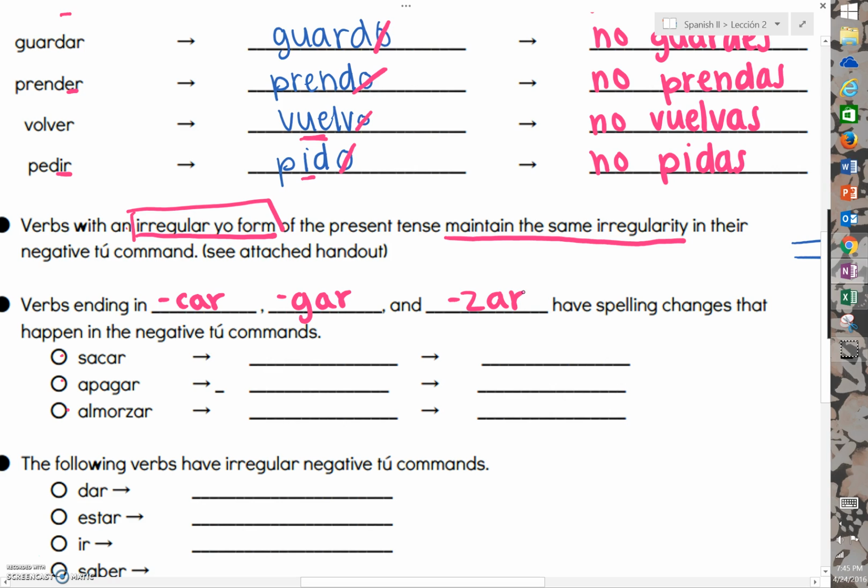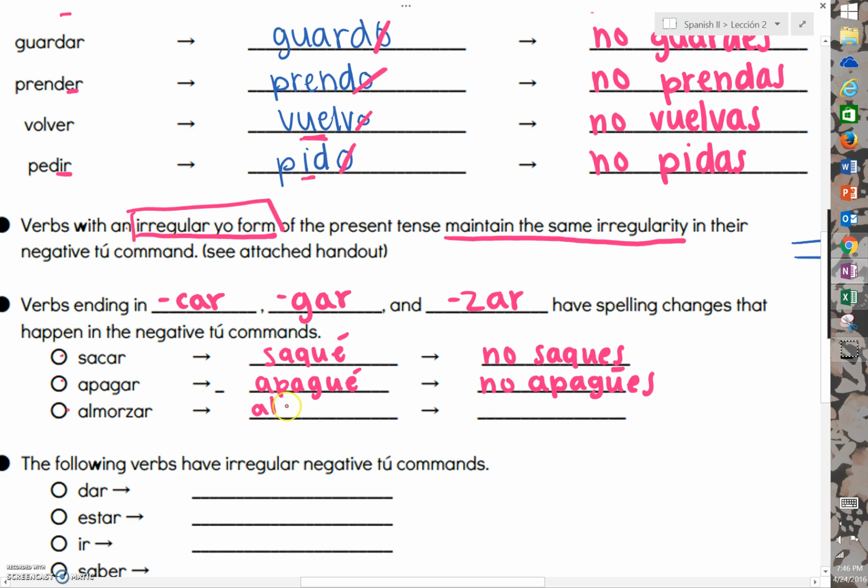We're going to keep a similar spelling change in the negative tú command. But since we're using a tú command, we're going to add an S to their endings. So sacar would be saqué in the preterite. Its command becomes no saques. So we add an S and we drop the accent. Apagar would be apagué with an accent. When we form the negative command, we're going to drop the accent and add an S. So it becomes no apagues.